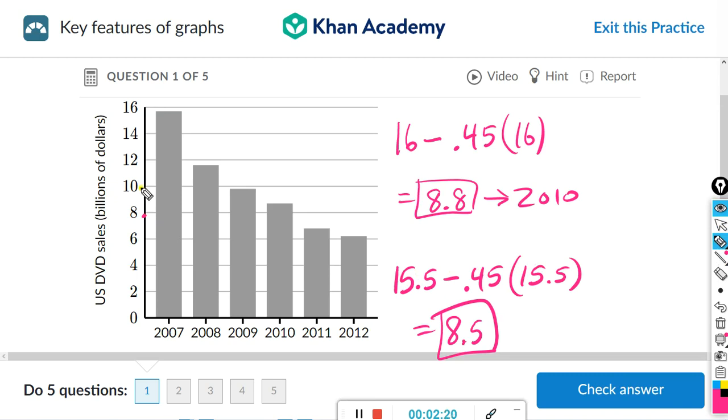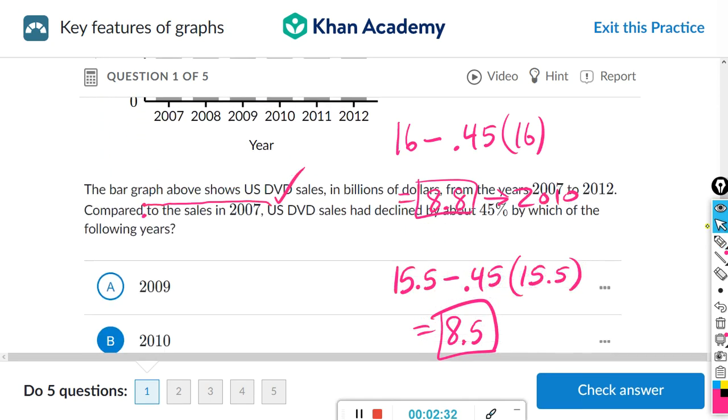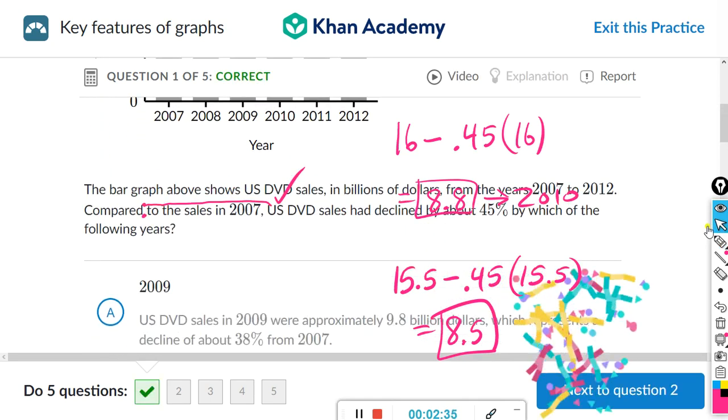Here's 10, here's 8. 9 would be in the middle, so 8.5 would be about a fourth of the way up. If I trace it across, again, I still get 2010. So I'm sticking with that answer, 2010.